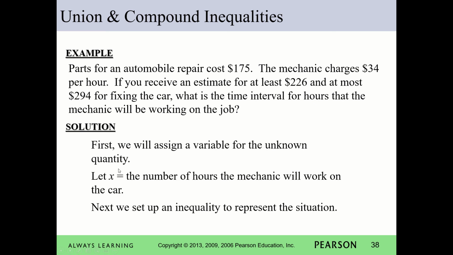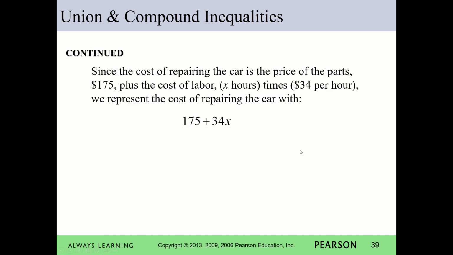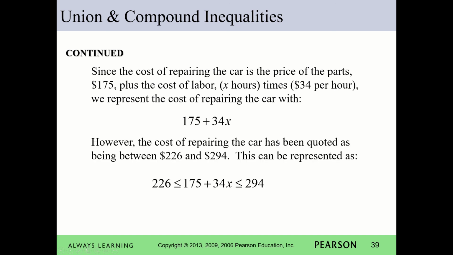In this case, we don't know what the number of hours is, so that's your variable. x is the number of hours. Now we want to set up an inequality. The cost of repairing the car is the price of the parts, 175, plus the cost of labor, x times 34 per hour. So the cost to repair the car is going to be 175 plus 34x.